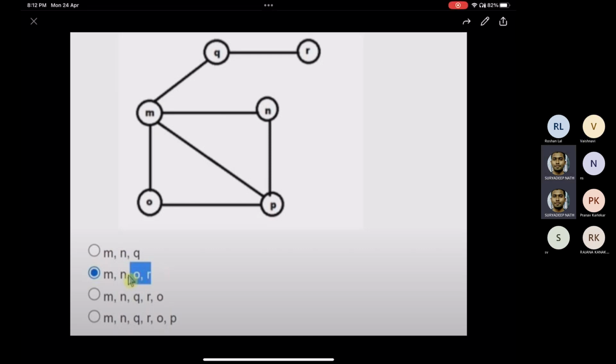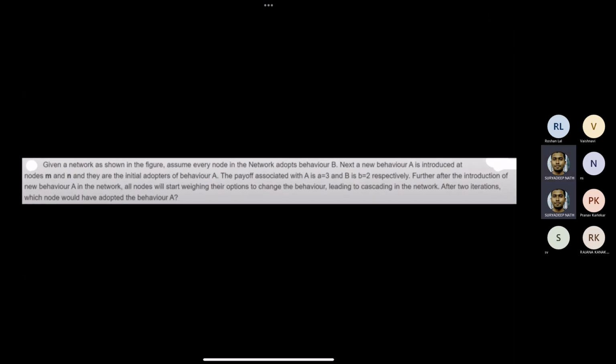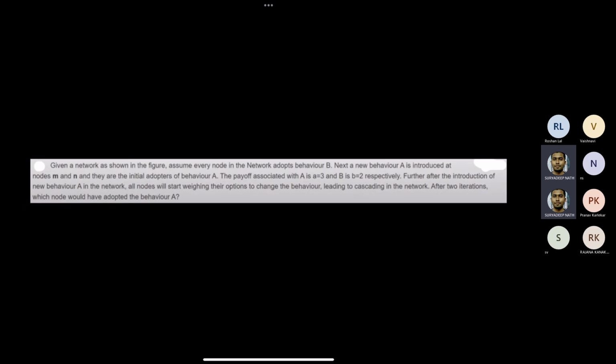So let me go. The payoff associated, further after introduction, all nodes will start weighing options to change, leading to cascading in the network. Okay, here they're saying that all of them would have adopted. So, what would happen after 2 iterations?